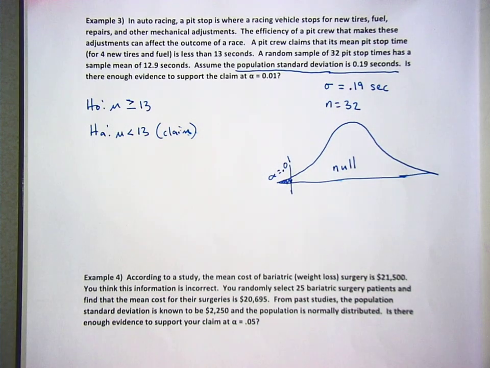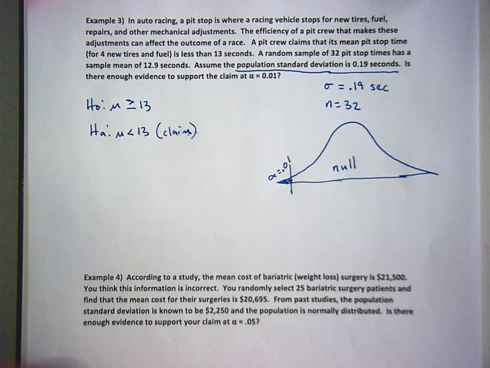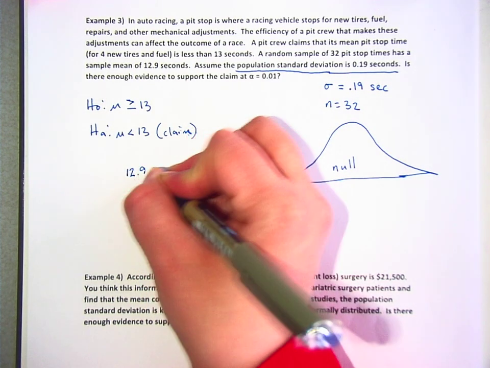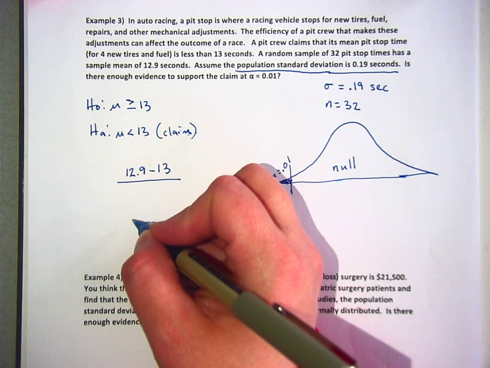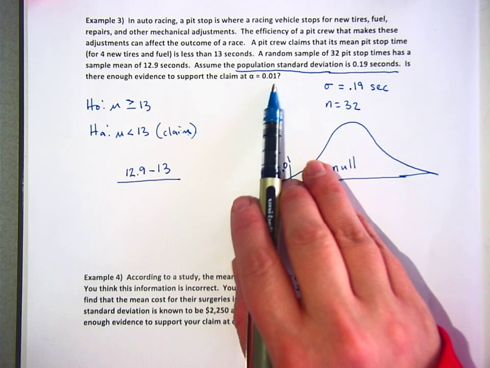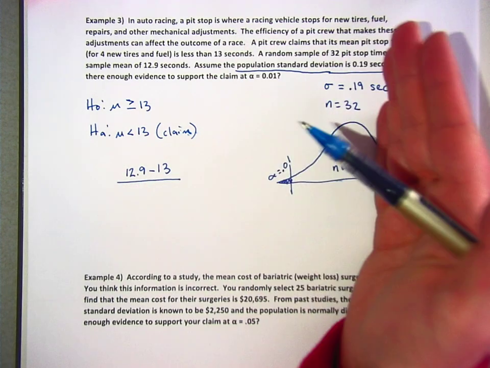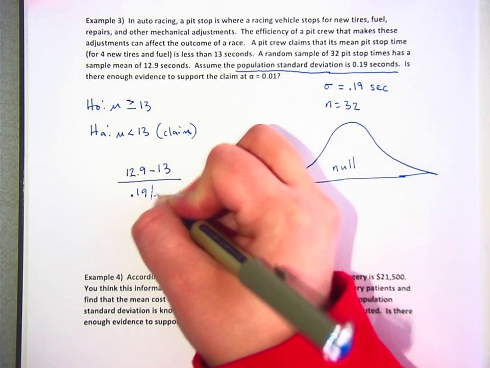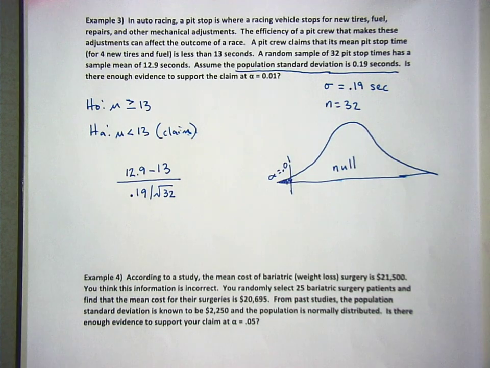Okay, now we're gonna do x bar minus mu divided by sigma divided by the square root of n. And so it'd be x bar. It looks like they had a sample mean of 12.9. What do you think? Is that going to be enough to say that it's less than 13? I doubt it, especially with 0.01. If it was like 0.1, where we were willing to be a little wrong, that would push it over a lot more. 0.19 divided by the square root of 32. Or if you're Nathan, you multiply it by the square root of 32 and then divide by 0.19.